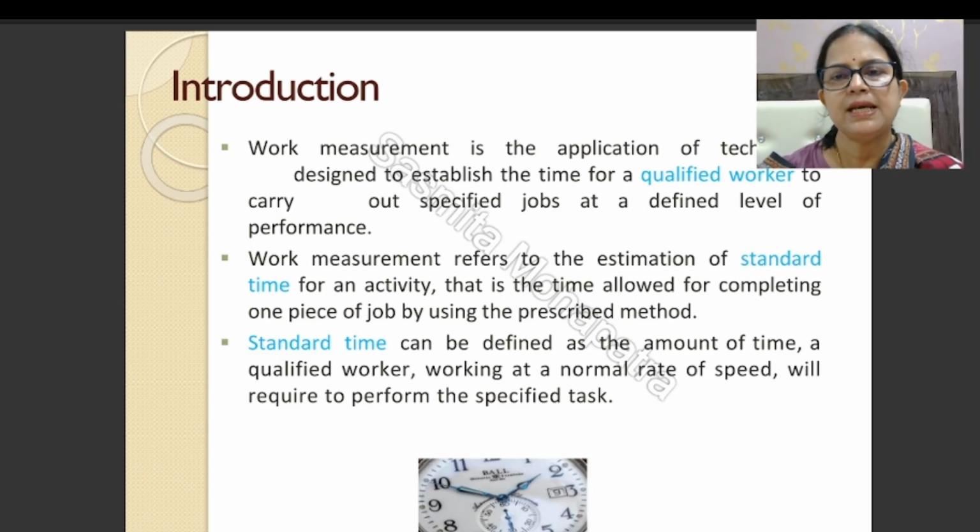So standard time is fixed by the industries, by the organization, when a skilled labor or a qualified worker works in a normal condition to complete a particular job or work. That time we fix as the standard time for the particular job to complete or to operate.